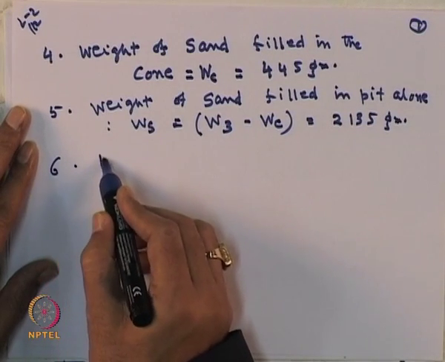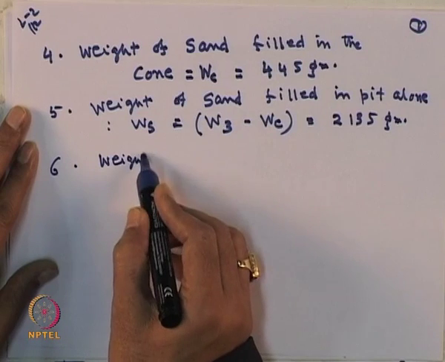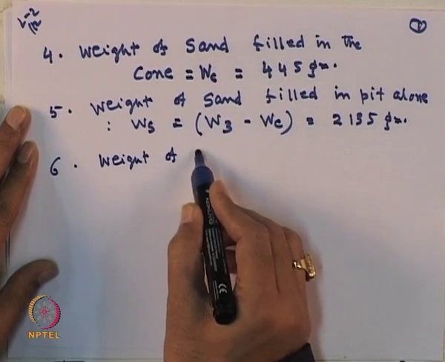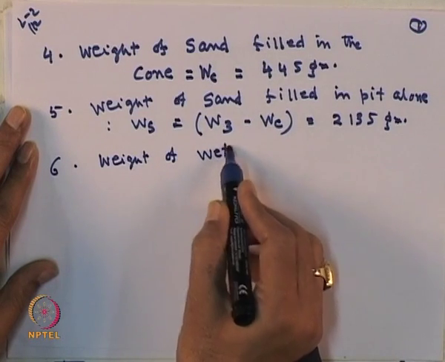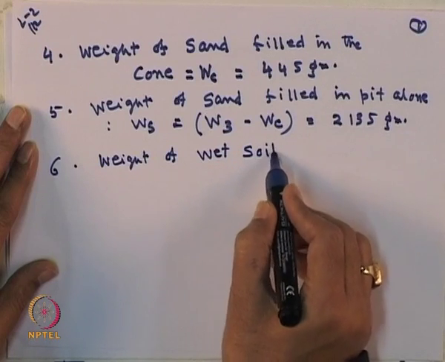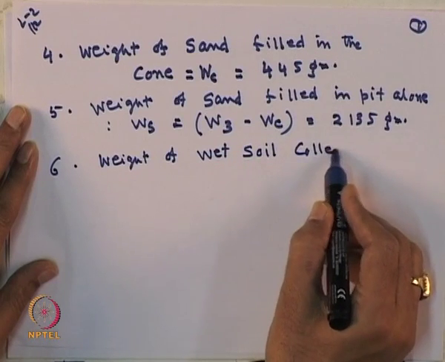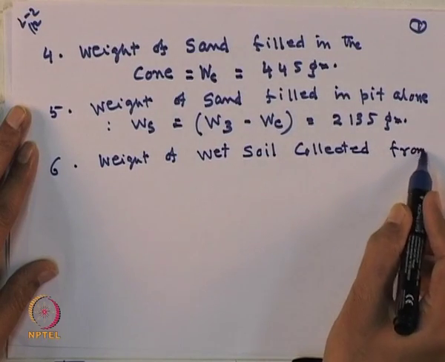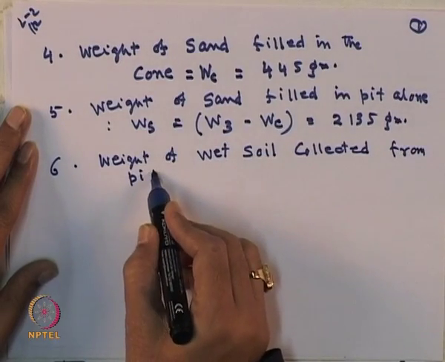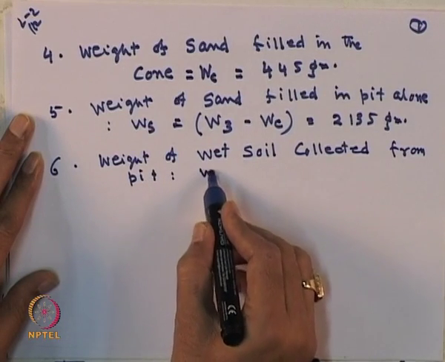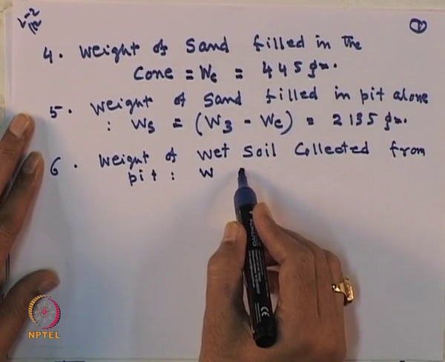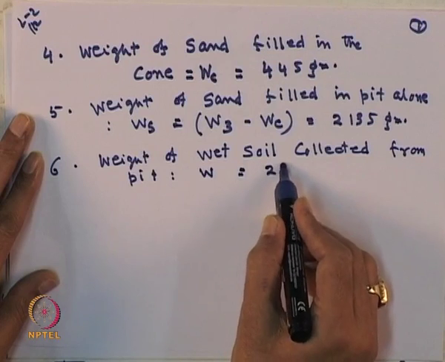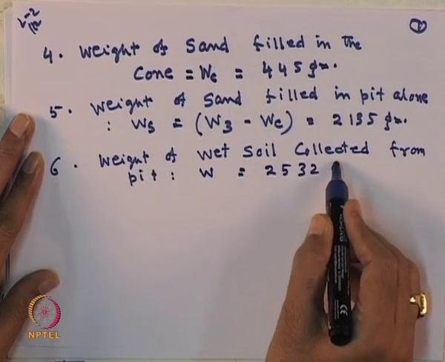Then weight of wet soil collected from pit, that is W, is equal to 2532 gram.